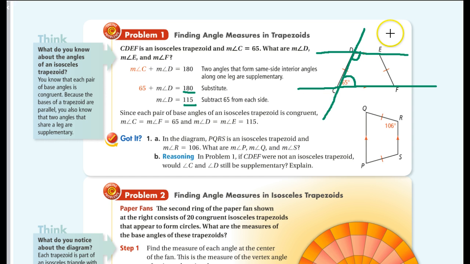Then I can go back to the previous theorem that says the base angles of an isosceles trapezoid are congruent, so that I can show that angle E and angle D are congruent to each other. And that makes them equal 115. Okay, so that's a good example of how to handle that kind of problem with isosceles trapezoids. It's a good idea to work some examples, so I'll show you some examples and have you work those separately.